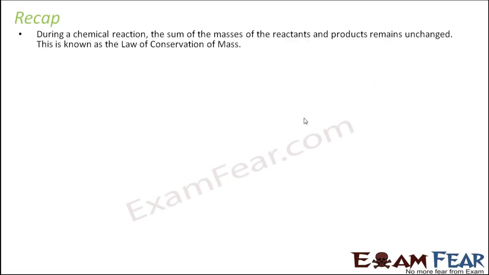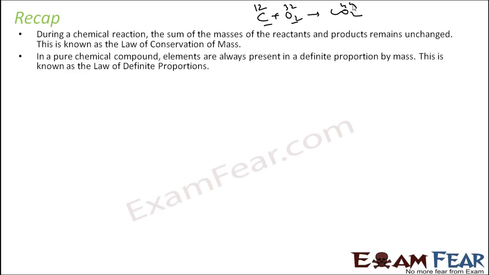Let's do a recap of what we have done, and after that we'll do some numericals. We have seen that during a chemical reaction, the sum of the mass of reactants and the products remains the same. Carbon plus oxygen is equal to carbon dioxide. Let's suppose 12 gram of carbon and 32 gram of oxygen was used, so we got 44 gram of carbon dioxide. All the reaction happened, so the mass of reactant and the mass of product is always the same. This is the law of conservation of mass.